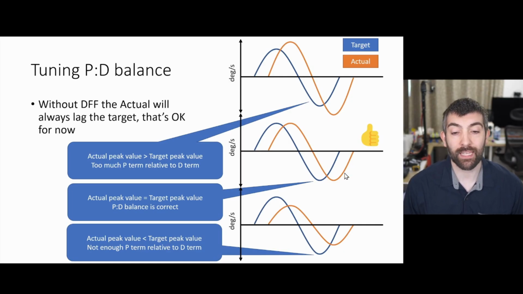If you have the ideal PD balance, what you'll see is that the target peak and the actual peak will be of exactly the same amplitude. If you're seeing this, so the actual is delayed a little bit from the target, but the peak value is the same, then that means that your PD balance is exactly correct, and that means that you can move on to the next stage of tuning that axis.